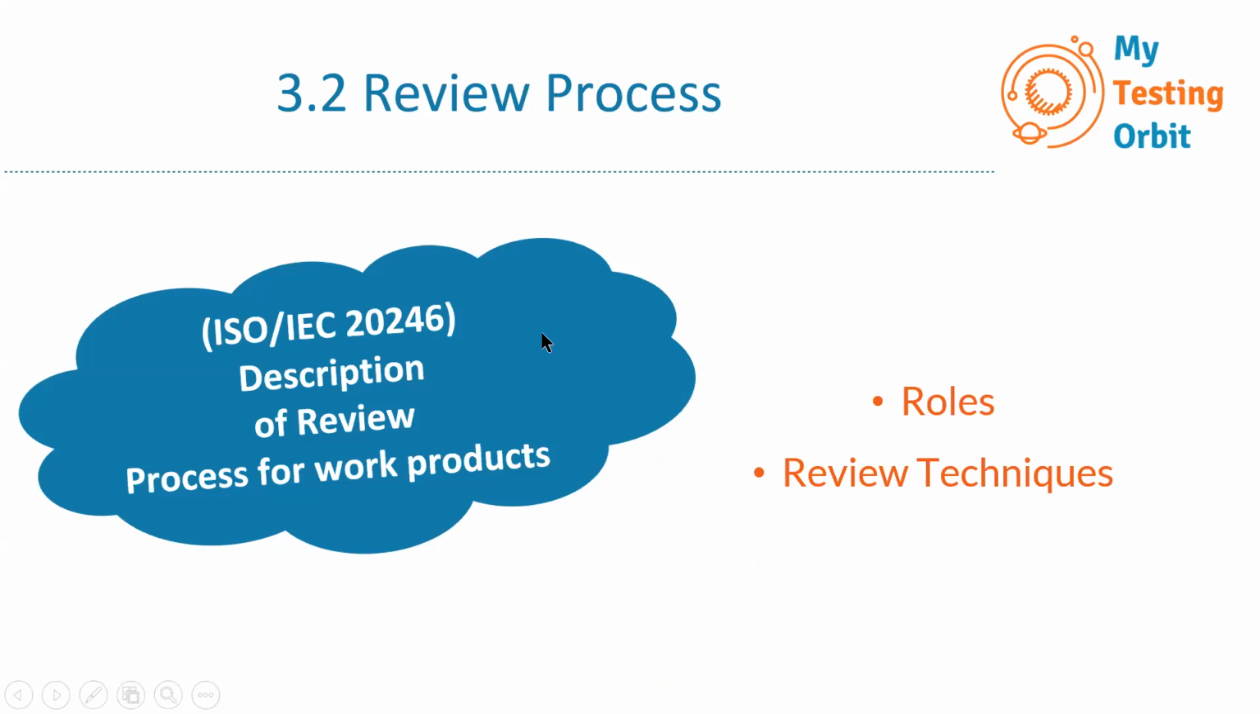Okay, so there are more details about the review roles and review techniques in this ISO standard, ISO IEC 20246. It includes description of review process for work products. So for this exam, you need to remember this ISO number, that 20246 is about the review process of work products.